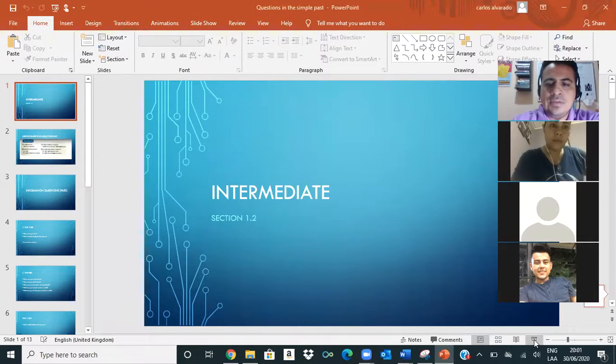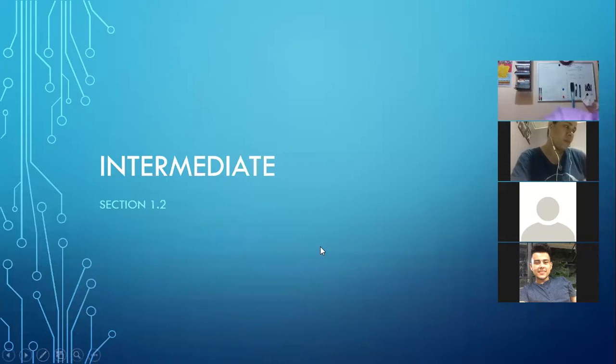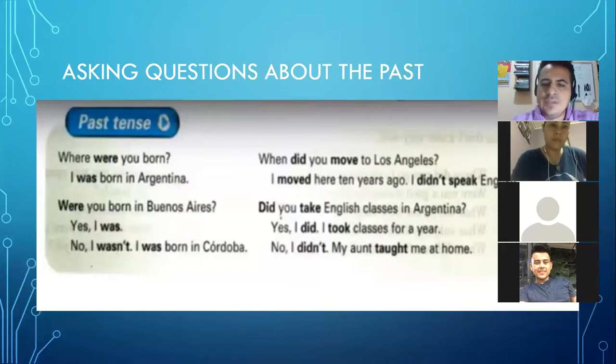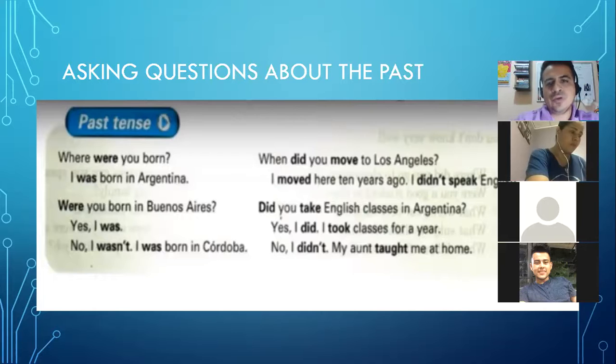So yesterday, we were looking at questions in the simple past, right? And we looked at four questions in the simple past. Let me show you my computer. Okay, so let's go over the questions because I want you to be able to make the questions. Today we're going to work on the questions and then we're going to work on the answers. So this is the video 1.2 where it's talking about using four different questions in the simple past.